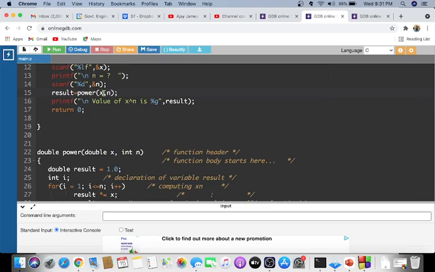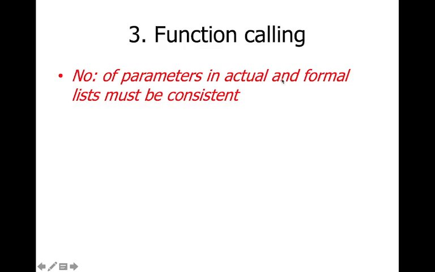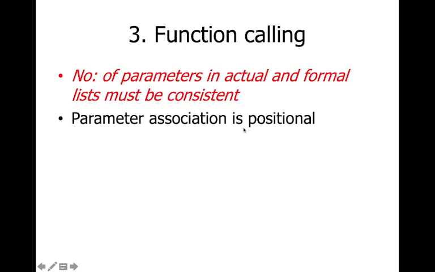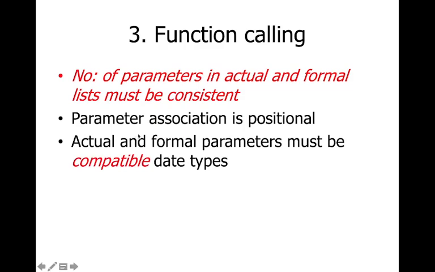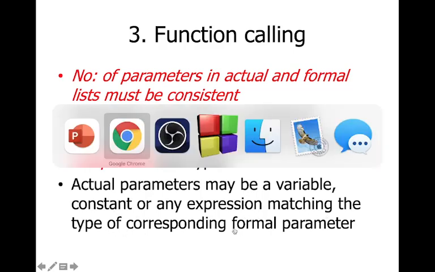The order should be like this. The first one is double and the second one is integer, so the first should be double and the second should be integer. So the number of parameters in actual and formal must be consistent. Parameter association is positional, meaning the first argument will correspond to the first parameter. Then actual and formal parameters must have compatible data types. Actual parameters may be a variable, constant, or any expression matching the type of the corresponding formal parameter.